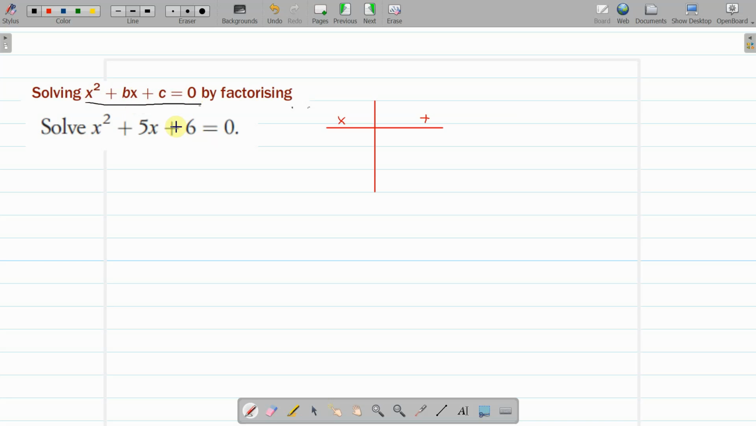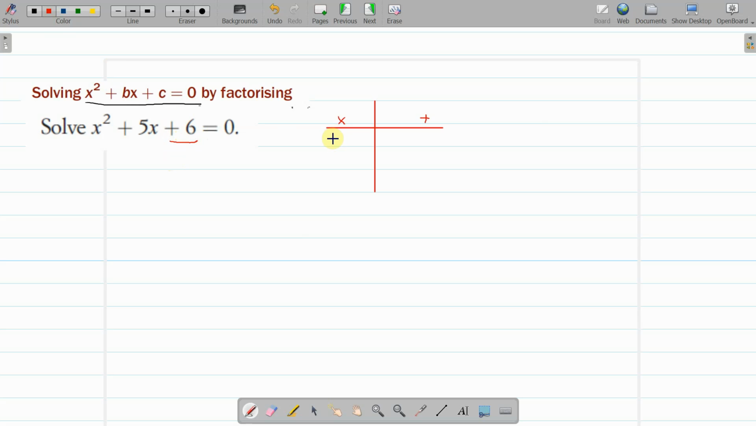So let's have a look at this first one here. We have done this form before, but we haven't done the equals 0 bit. But firstly, what you do first is you have a look at the plus 6 part. That's what we do first. And we have to find two numbers that, when you multiply them, get you plus 6.